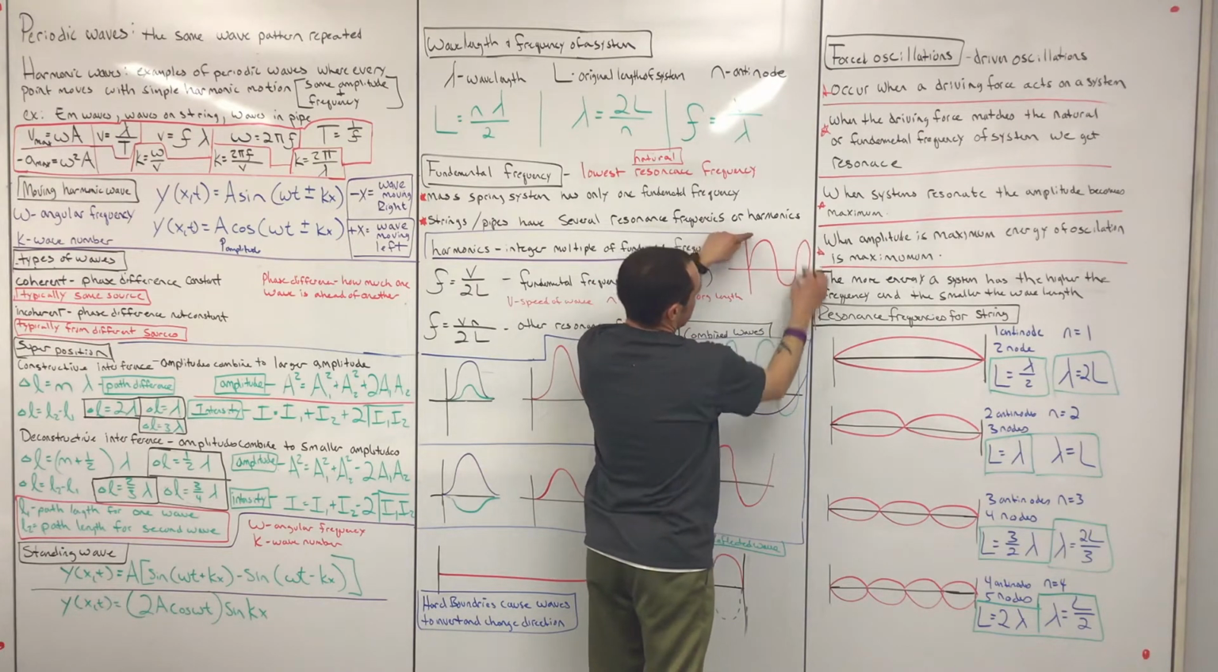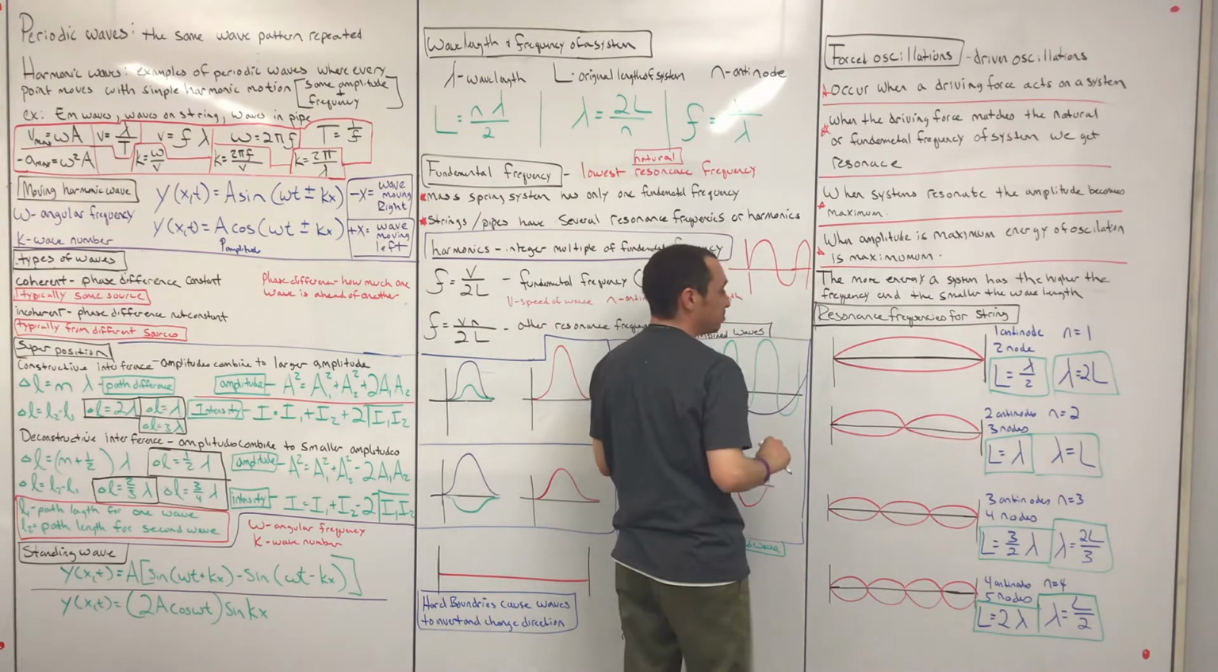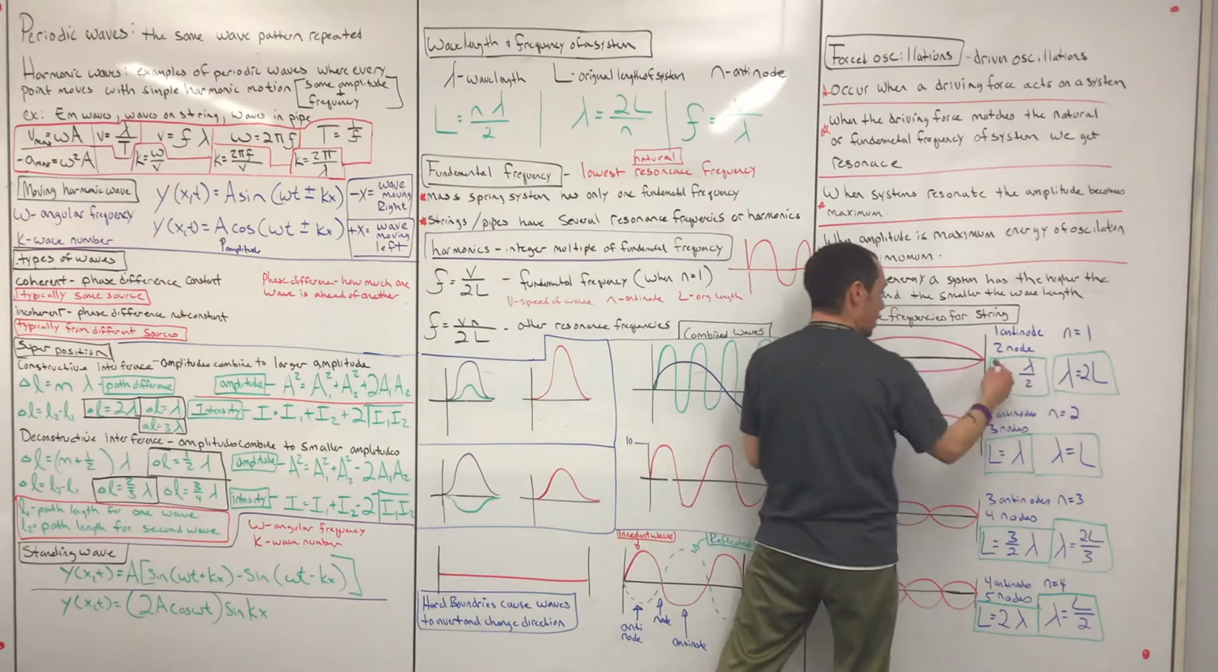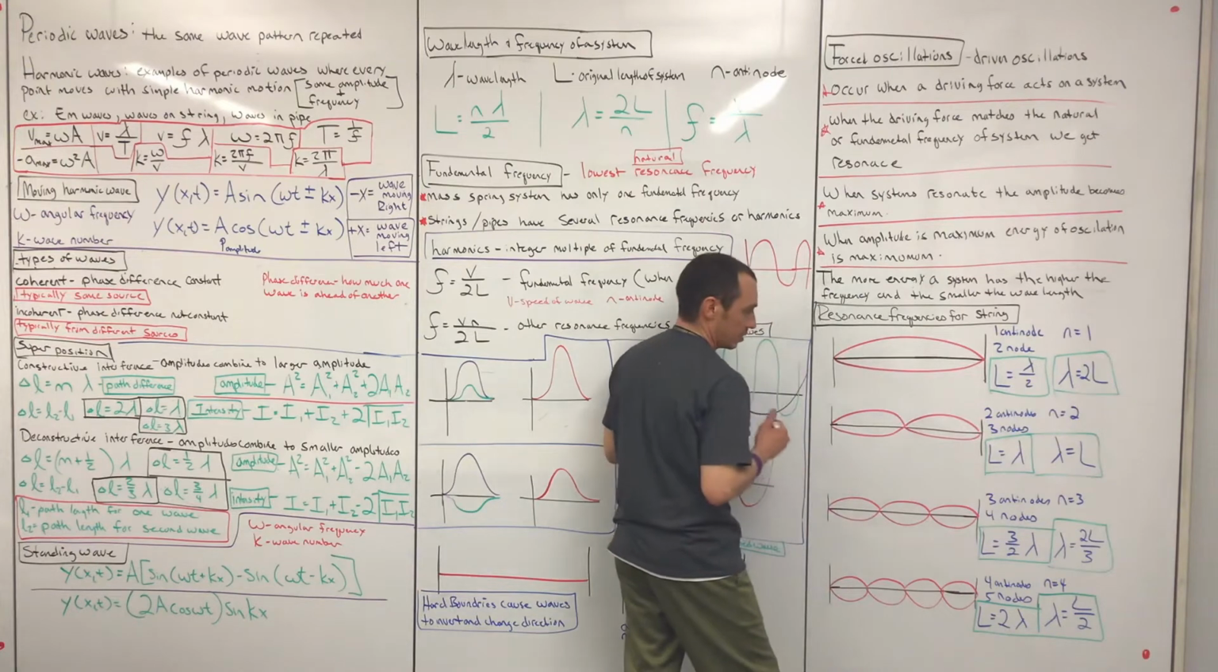a full wavelength can be looked at as crest to crest, or it can be looked at as this point to this point, okay? So we know if we were to get another wave, we would get a full wavelength, but here we just have half a wavelength, okay?